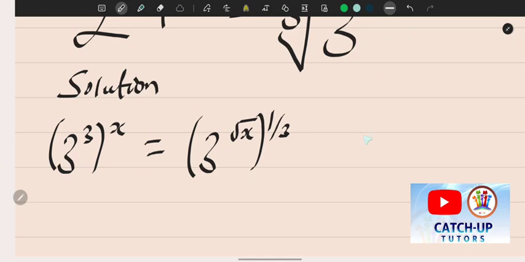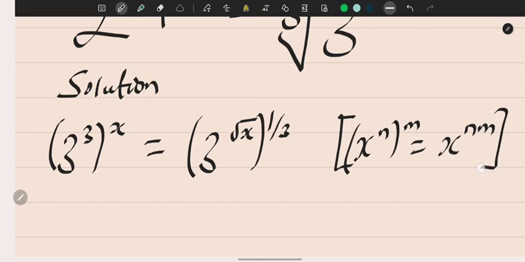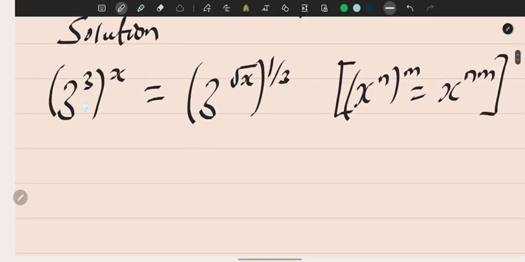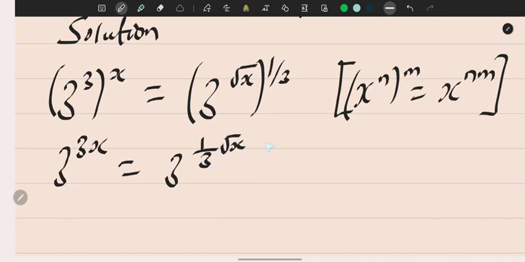By the rule of indices, when you have x to the power of n raised to the power of m, this can be written as x raised to the power of nm. So by implication, 3 to the power of 3, in brackets x, can be written as 3 raised to the power of 3x. Likewise the right-hand side can be written as 3 raised to the power of root x times 1 over 3. That's going to be 1 over 3 root x.